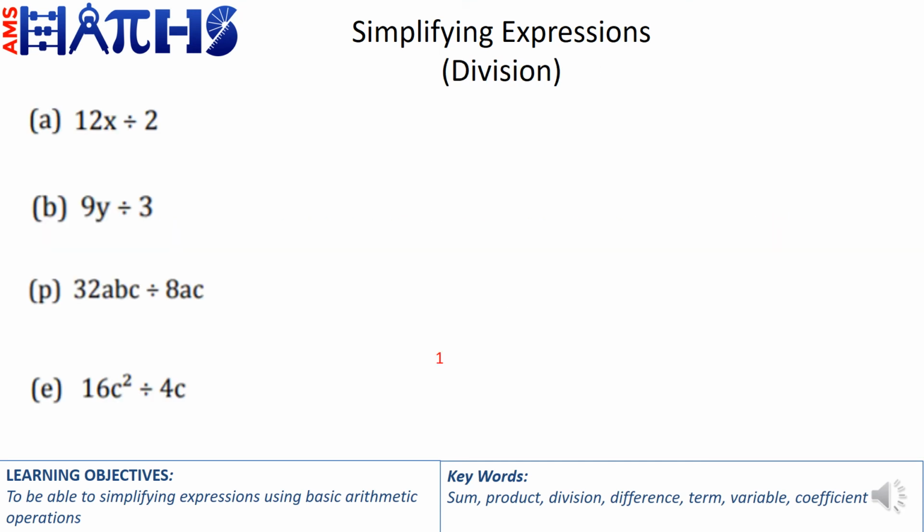Our final task or activity to complete is simplifying expressions using division. In our first example, we have 12x divided by 2. So we have 12x's and we need to split that into 2 equal parts. All we need to do is divide 12 by 2 and we will get 6x's.